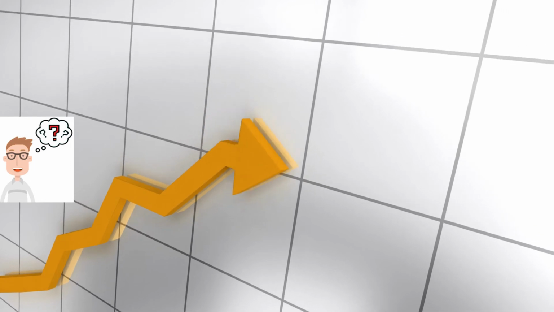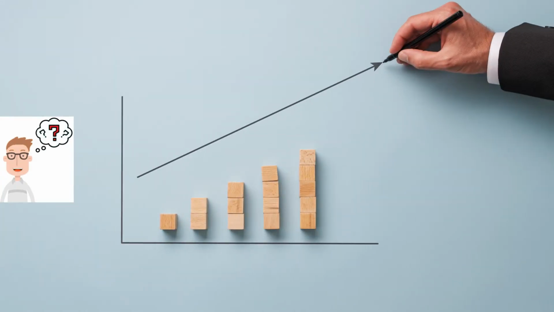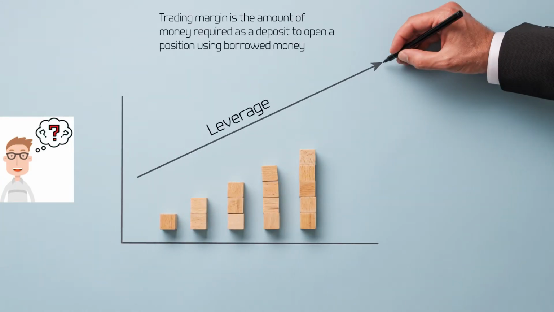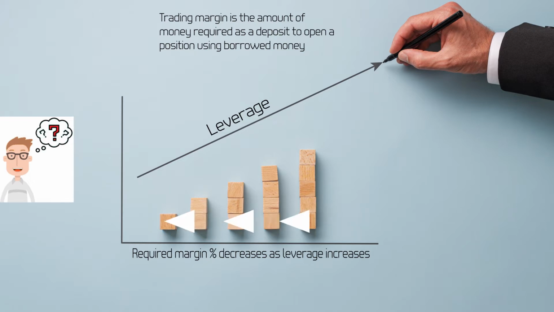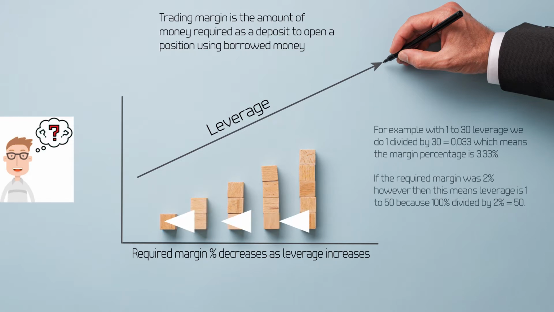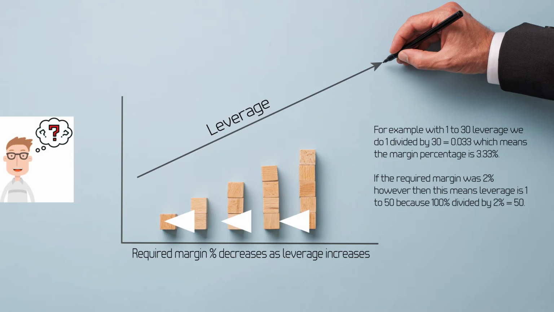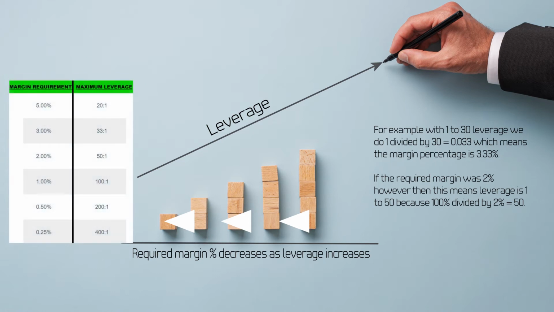Okay, good question, Nick. Margin is the amount of money required as a deposit to open a position using borrowed money from your broker. It's shown as a percentage. So for example, with leverage at 30 to 1, we do 1 divided by 30 to get 0.033, which means the margin percentage is 3.33%. By having the margin percentage at 2%, for example, we know that the leverage is 1 to 50, because 100% divided by 2% equals 50.